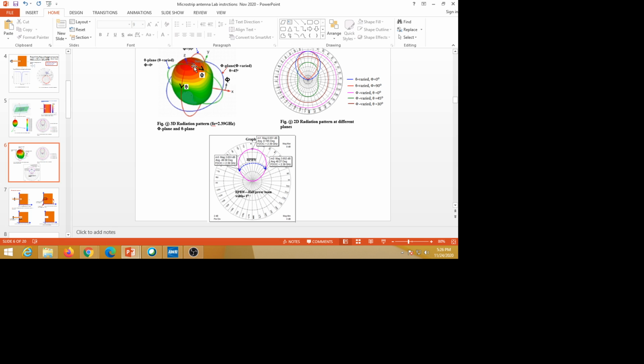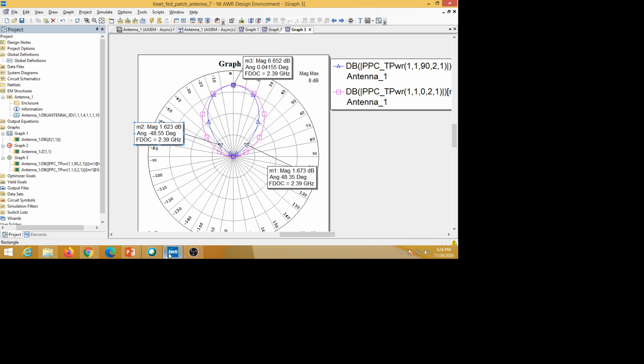If you take a cross section along this green one, that is phi equal to 0. The plots are like this and this, the blue one and the red one. What we are observing here, the blue one and the red one, are for phi 90 degrees and phi 0 degrees, with theta varied.